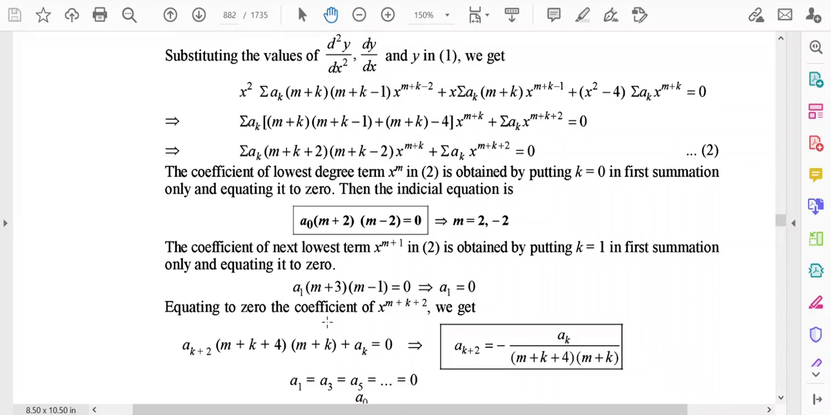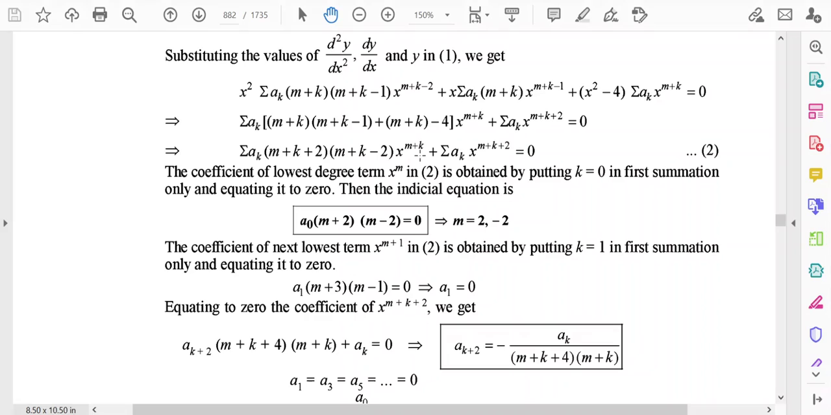So for that purpose, what you can do, here you see that the power of x is x to the power m plus k plus 2. So what we can do is calculate the coefficient of x to the power m plus k plus 2 and equate it to 0. So this is m plus k. In the first term, the power of x is m plus k.